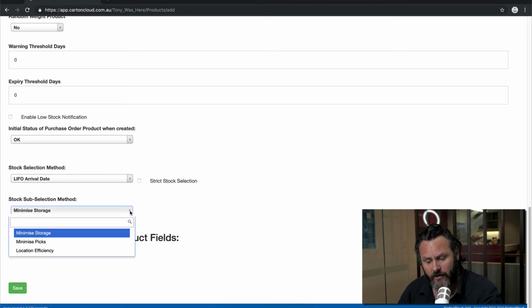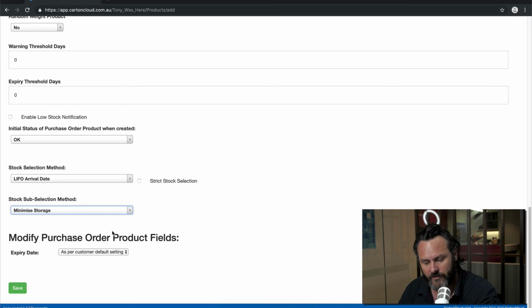Sub-selection method is whether you want to minimize storage, minimize picks, or location efficiency. So if we have a small warehouse, I want to minimize the storage because I want to then be able to use those locations for other customers. If I had a large warehouse, it might be the fact that I want to minimize my picks because I don't want the guys driving all the way down to the other side of the warehouse to get certain products. Or whether we want to base it on location efficiency. Now for this one, we've only got a little small warehouse, so I'm going to say minimize storage.